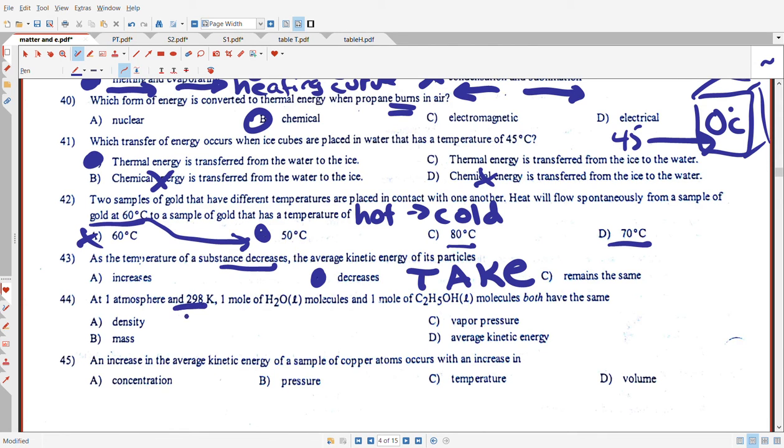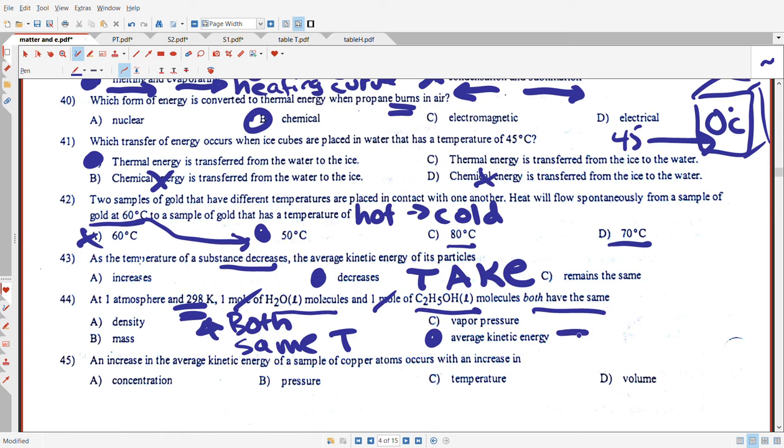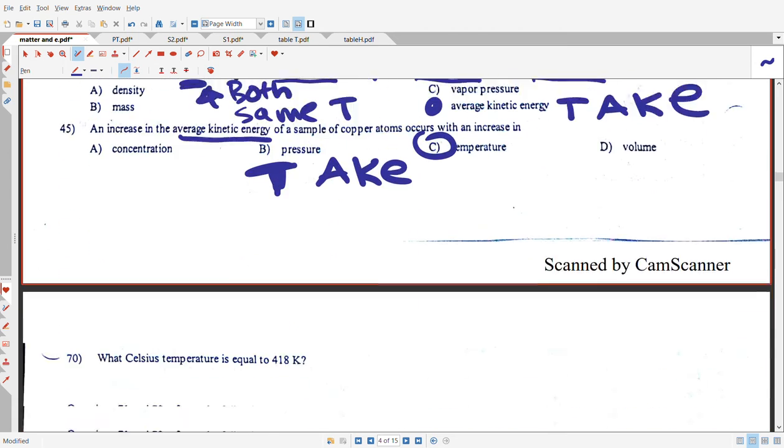Okay, now they're both at 1 atmosphere and 298 K. So they're both at the same temperature. 1 mole of this and 1 mole of that. Right now, you don't even know what a mole is, but it's just the same amount, obviously. But I don't think that's a fair question to ask in the beginning of the year. But anyway, you have liquid water, and this is liquid ethanol. What do they have the same? Well, temperature, because they're both at 298 K, and we said temperature means average kinetic energy. An increase in the average kinetic energy occurs with an increase in temperature.